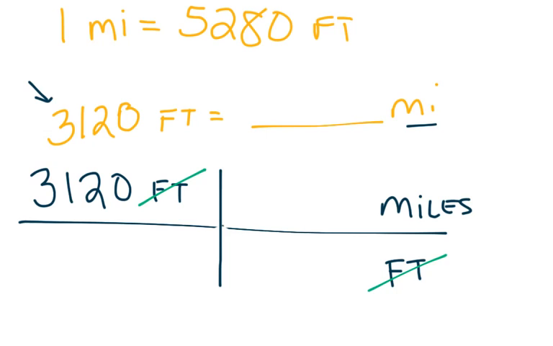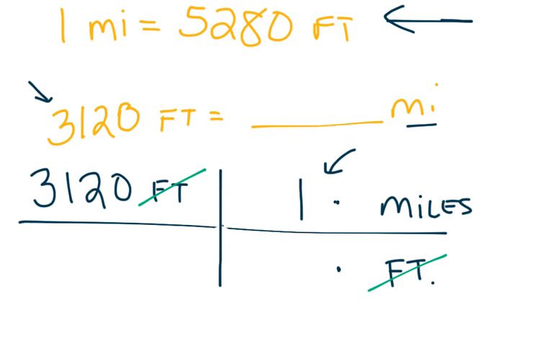Okay, so step 1, I drew my cross. Step 2, I put my given on the top left. Step 3, I put the unit I want to get rid of down here. Then I put the unit I want up top. Last thing I have to do is fill in the numbers right here. How many of these are equal to how many of these? That's where I look at my conversion factor.